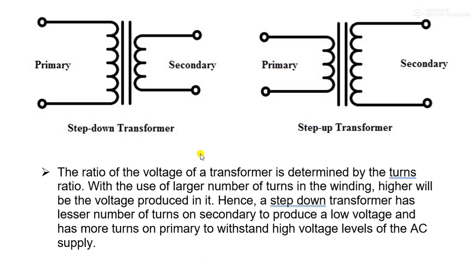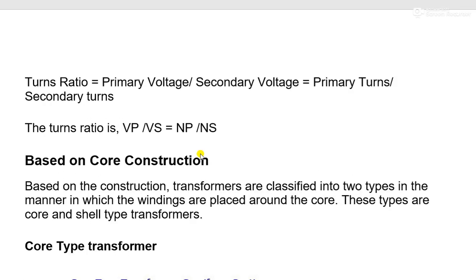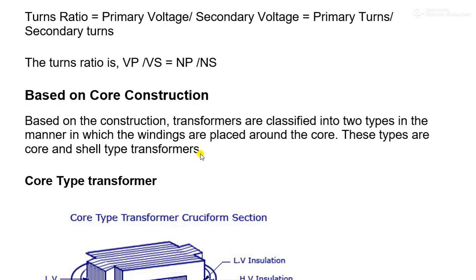turns. With a larger number of turns in the winding, the higher will be the voltage produced in it. Hence, a step down transformer has a lesser number of turns on the secondary to produce low voltages and has more turns on the primary to withstand the high voltage level of the AC supply. Okay, now the turns ratio is typically taken as primary voltage by secondary voltage, which equals primary turns by secondary turns.